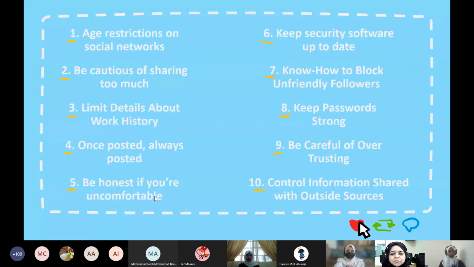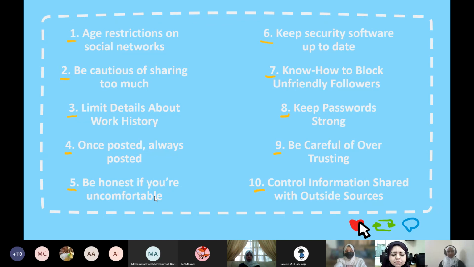Number one, age restrictions on social networks. Many social networking sites have an age requirement for creating an account. For example, Facebook does not allow anyone younger than 13 to join. However, many kids lie about their age to join. Keep in mind that these age restrictions exist to protect your child's privacy. So make sure you know what the minimum age is for each site.